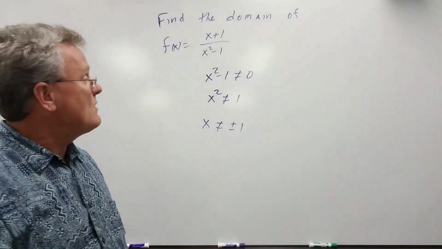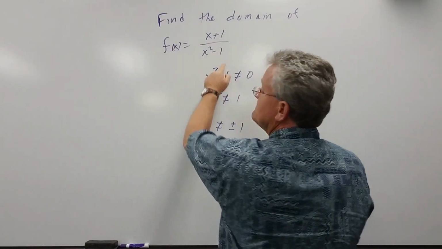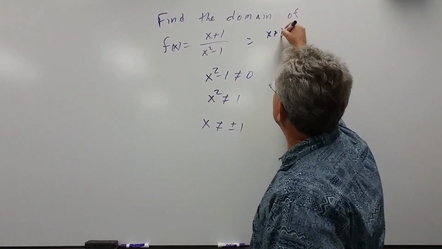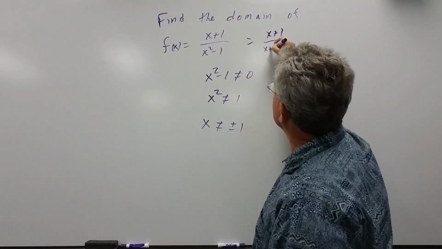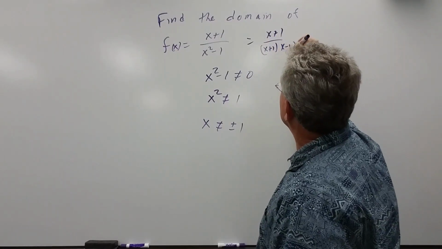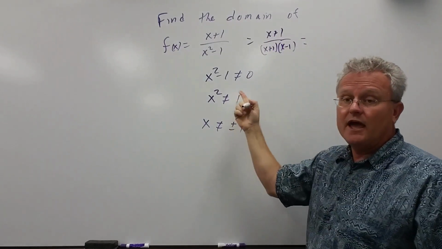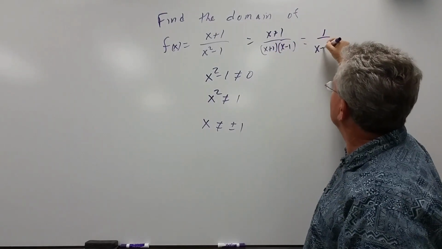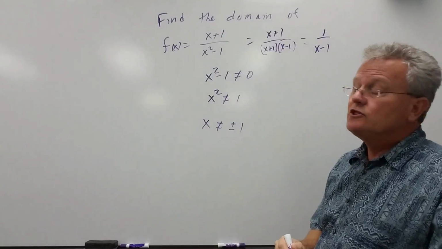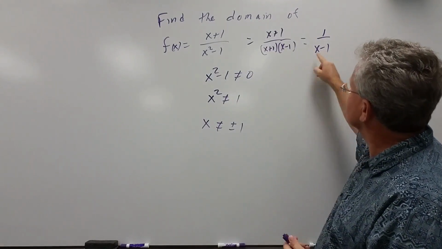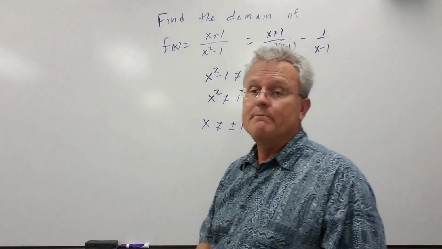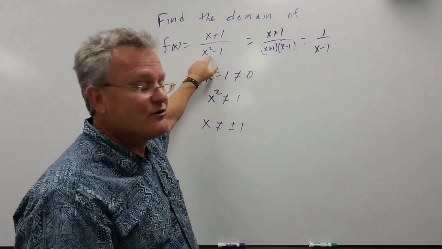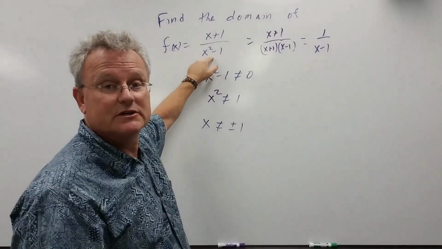Now another thing I want to note here is if we simplify this function, we know x squared minus 1 factors to x plus 1 times x minus 1, and the x plus 1's cancel, and we get 1 over x minus 1. The domain of this function is x cannot be 1. However, in the original function, the denominator, if x is negative 1, we still get 0.